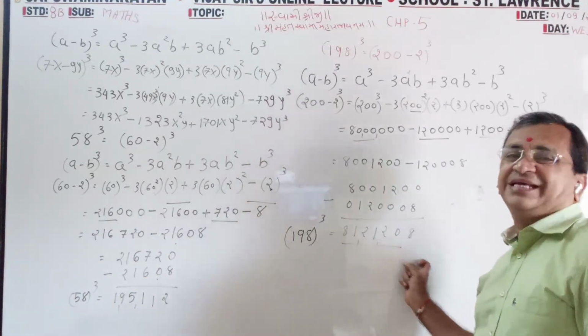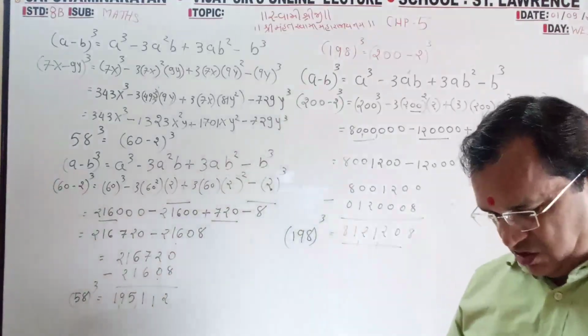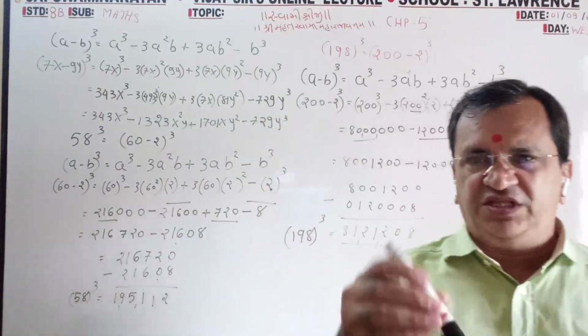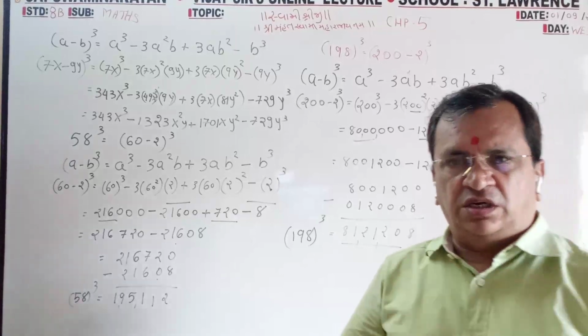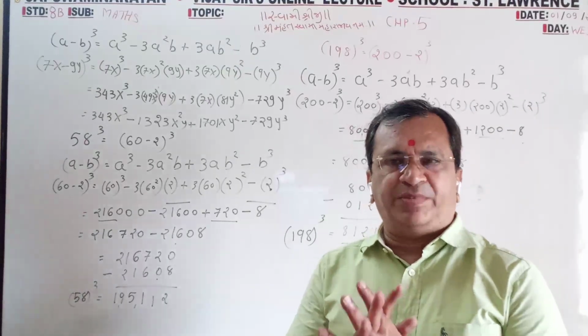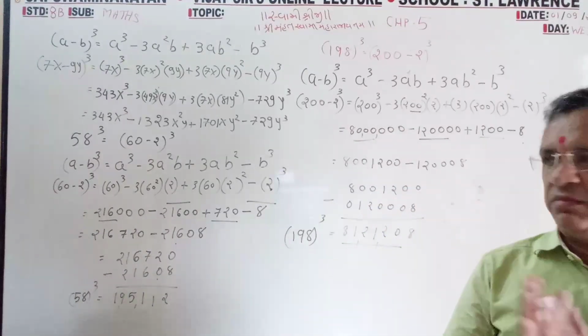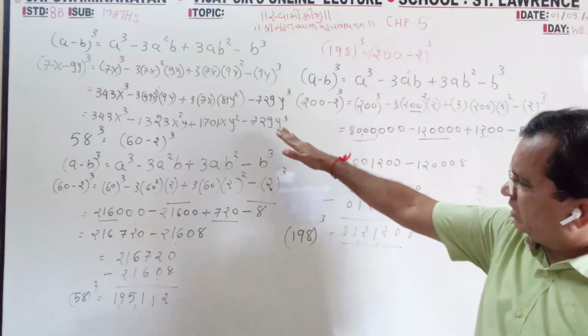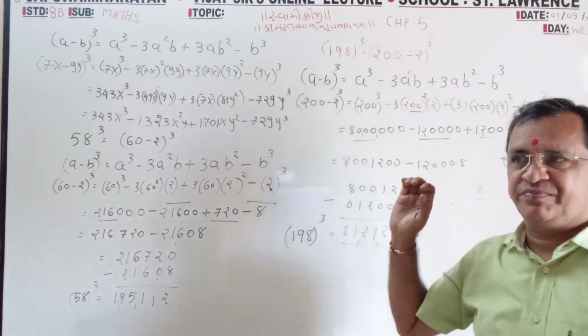The result is 7,762,392 if you take the cube root, it will be 198. So with numbers also, you can use this formula, the plus formula also and the minus formula also.